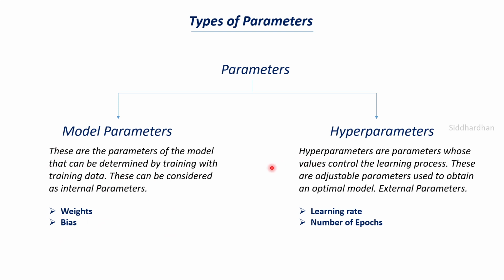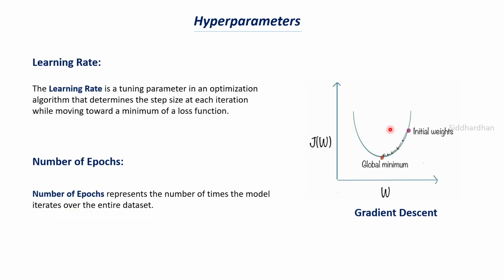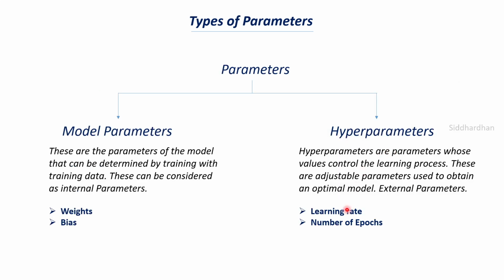And hyperparameters are outside the model. These hyperparameters are all about controlling the learning process, right? We have a learning process where we try to optimize the values of weights and bias. This learning process is controlled by hyperparameter values such as learning rate and number of epochs, and these are very useful for finding an optimal model. Hence these are called external parameters, because they are not directly involved with the model, whereas the model parameters are directly involved with the model, and hyperparameters are just a controlling factor for the learning process. So that's it about the two types of parameters that we have, which are model parameters and hyperparameters.